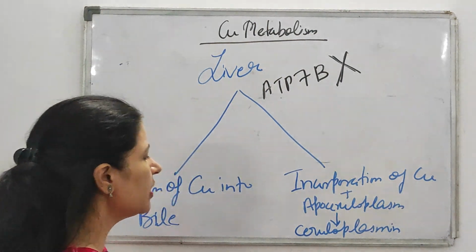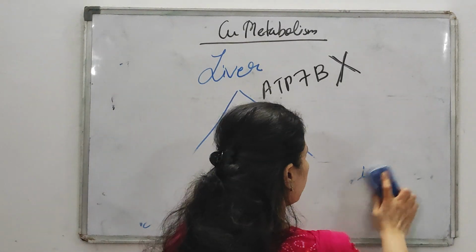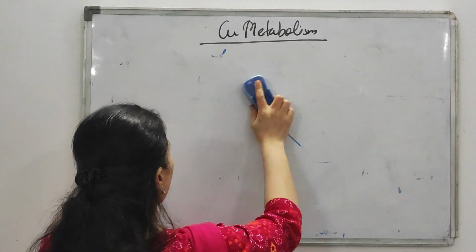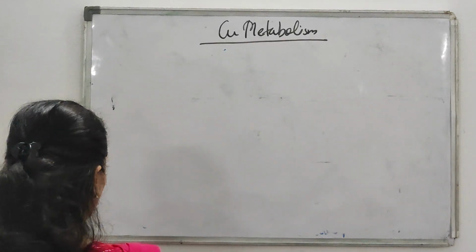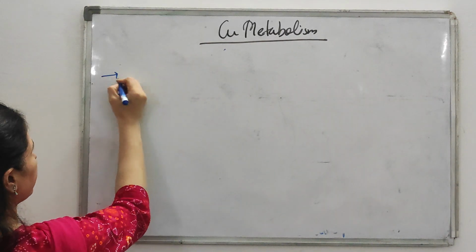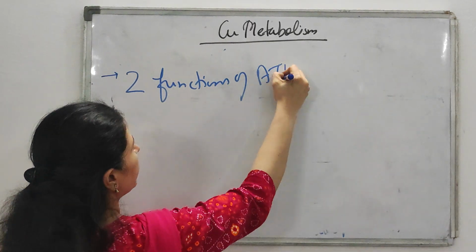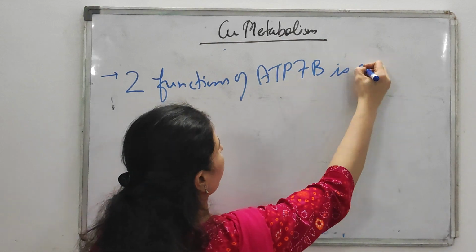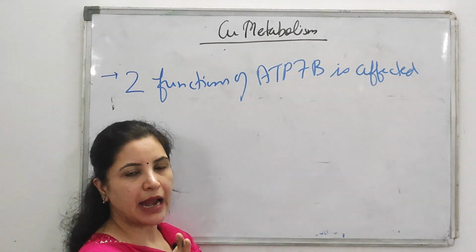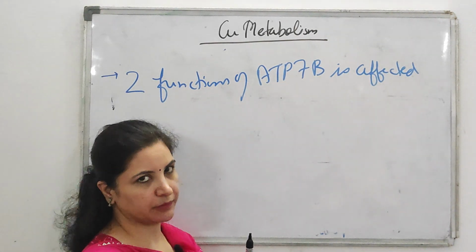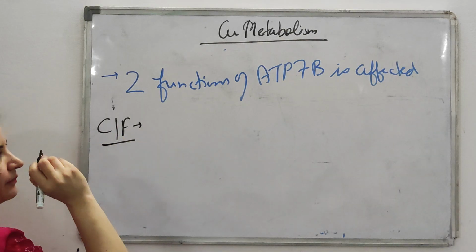Okay. So what happens in Wilson disease? What are the clinical features of Wilson disease? Now you understand the role of ATP7B, and if the ATP7B gene is mutated, then two functions of ATP7B are affected. Okay. What are the two functions? That is excretion of copper into bile, and second, incorporation of copper into ceruloplasmin. Alright. Then what are the clinical features that the patient will present?